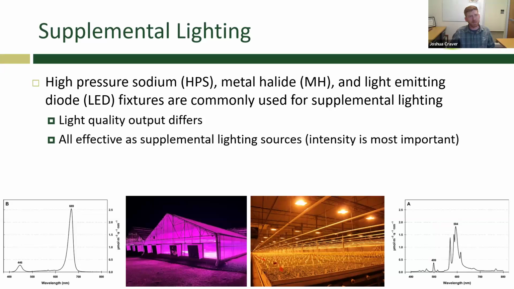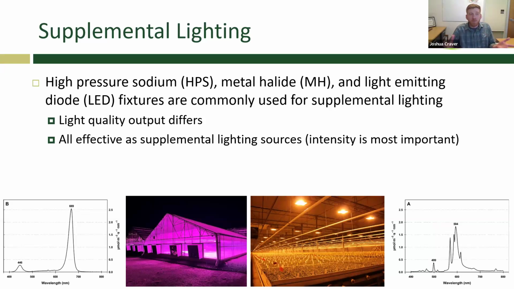Ultimately, we have a lot of different light sources we can use for supplemental lighting, ranging from high pressure sodium and metal halide to many different LED options. What's really interesting about these options is that light quality does differ between them. If we look, for example, at our LED greenhouse over here on the left, this is actually at the CSU Hort Center, where we have red-blue LEDs. You can see our peaks in the red and the blue. Whereas over on the right, we've got high pressure sodium lamps that are more full spectrum, including a bunch of wavelengths, both in the lower red as well as in the orange and the green.